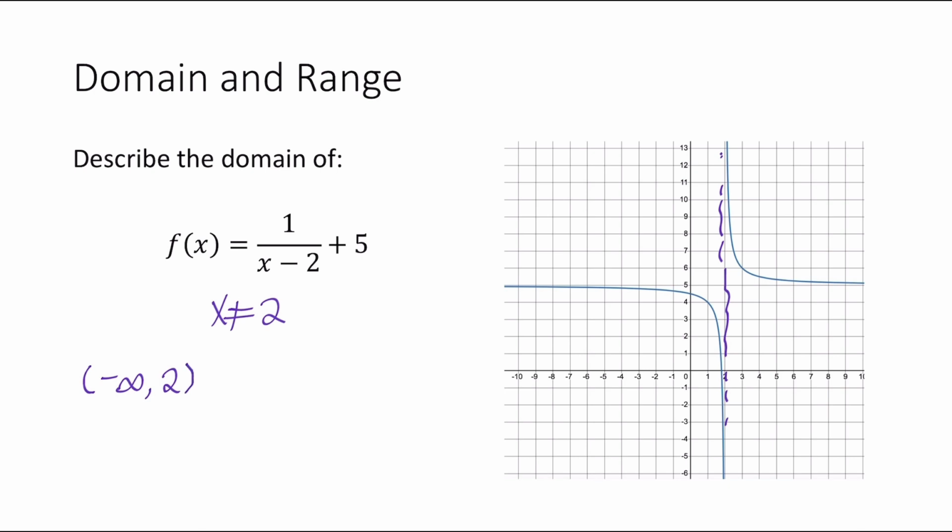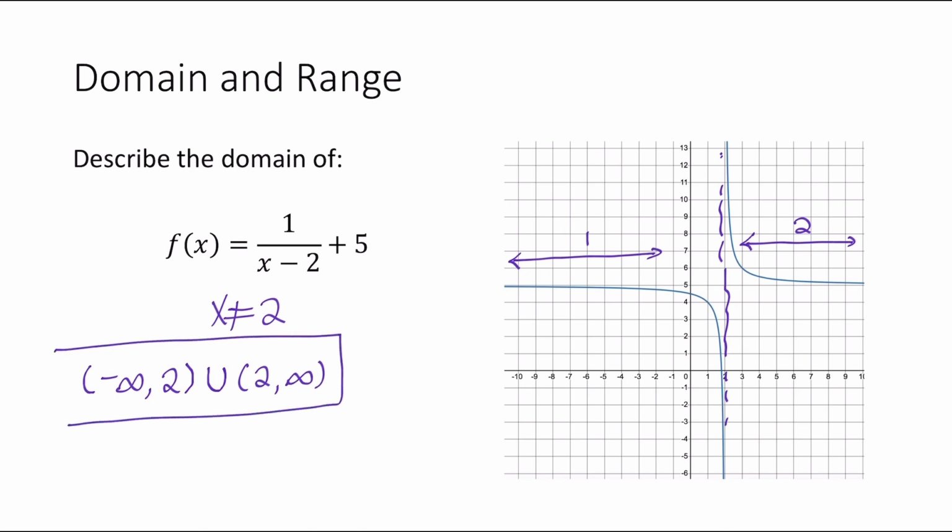Then I'm going to write the union symbol, because there are two pieces of this domain. Since the domain is not continuous, I'm going to have to describe it like this: this is piece 1, and this is piece 2. That's what I use the union symbol for. The union is like saying and. The other piece of the domain goes from 2 to positive infinity. That's how you would describe the domain of this rational function. This is basically another way of saying all real numbers except x equals 2.